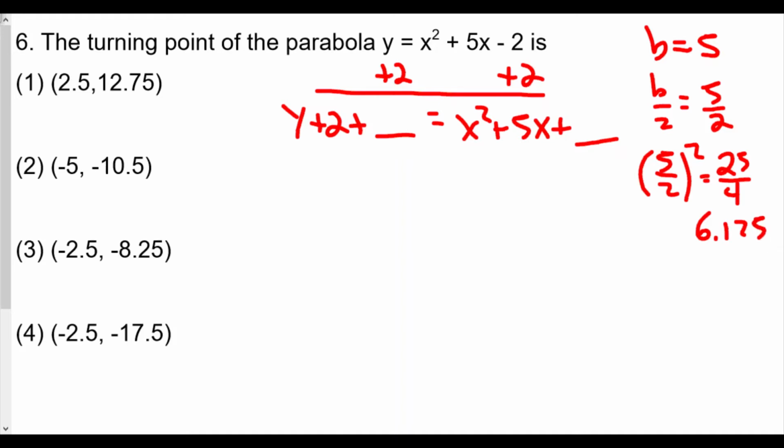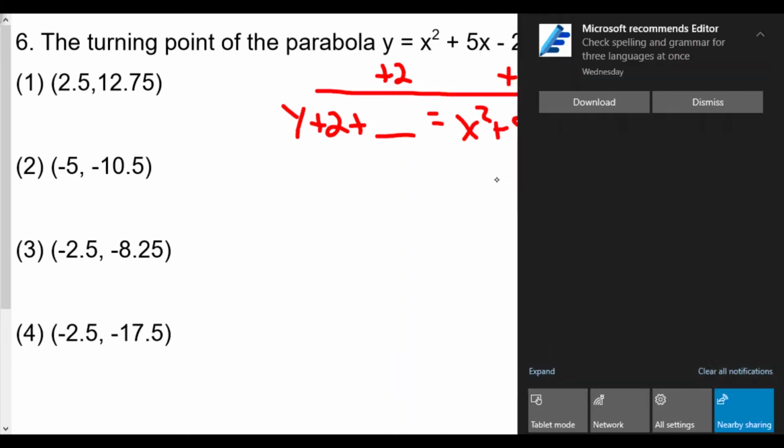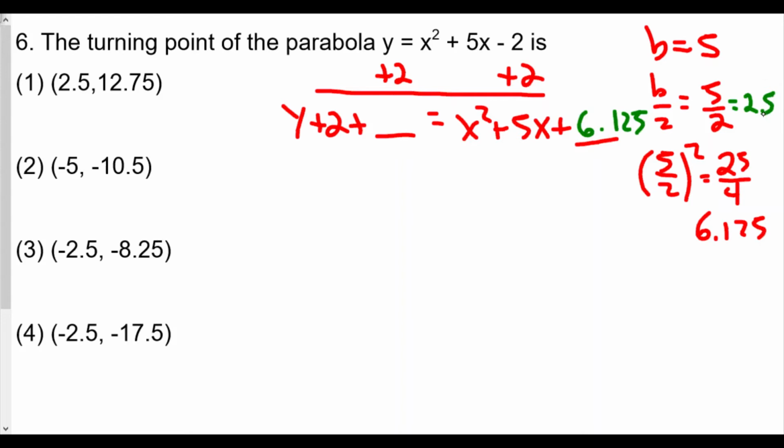So we're going to add 6.125. Oh, and by the way, 5 over 2, yeah, that's 2.5. Sorry about that, ladies and gentlemen. And so we have here 6.125. Okay, now comes the factoring part. And again, students are groaning, oh, this is so hard. I don't know how to factor this, Mr. Gong. What two numbers multiply to 6.125 and then add to 5?